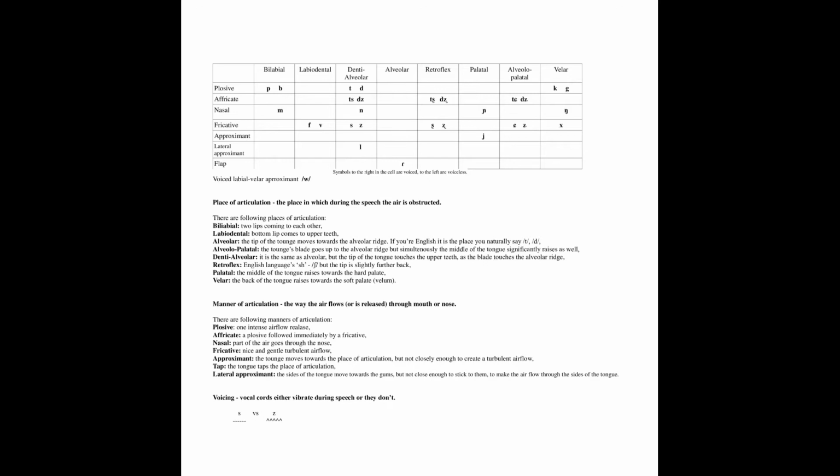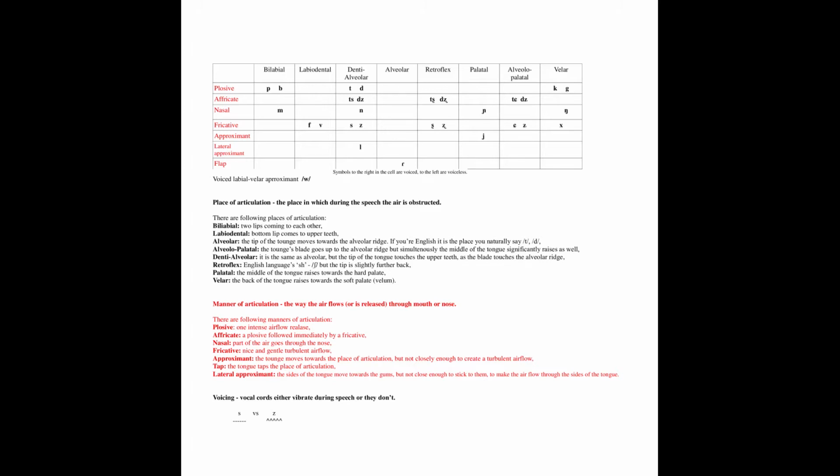Okay, so in order to understand what's going on on the screen, in theory, you need to get to know what the International Phonetic Alphabet is, which is not hard, don't be worried. There is a place of articulation, which is the place where the airflow is obstructed during speech. For example, in p, two lips come together. Then there is a manner of articulation, which is the way the air flows or is released through the mouth and nose as it's pronounced. So, for example, when you say p, there is one drastic rapid release. And when you say n, part of the air goes through the nose.